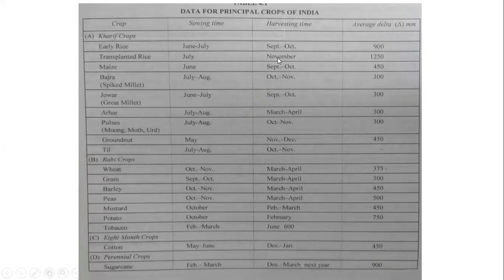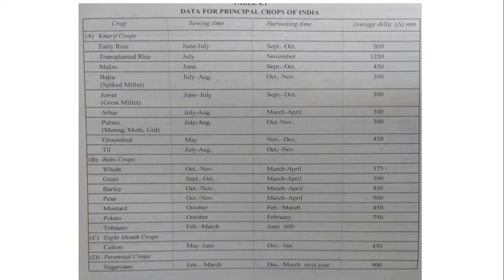And for rice, it is a 5 to 6 month crop, from July to November: July, August, September, October, and November. Then early rice, which is shown as sown in June to July, gets harvested in September to October. Then jowar, a great millet, is its scientific name.